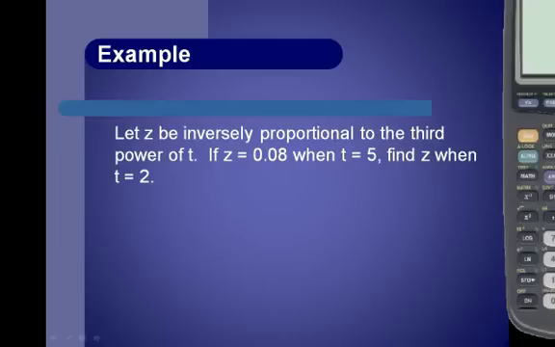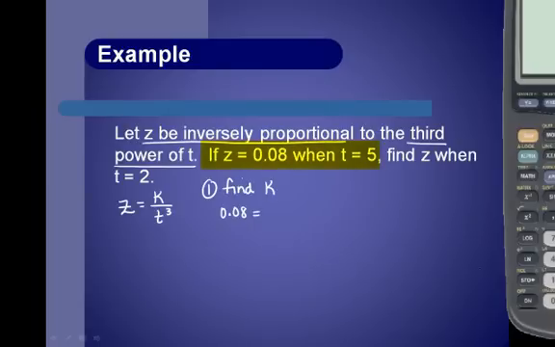Okay, another example. Let z be inversely proportional to the third power of t. So our equation would be z equals k over the third power of t, which would be t to the third power. So again, the first thing we're going to do is use what they give us to find k.